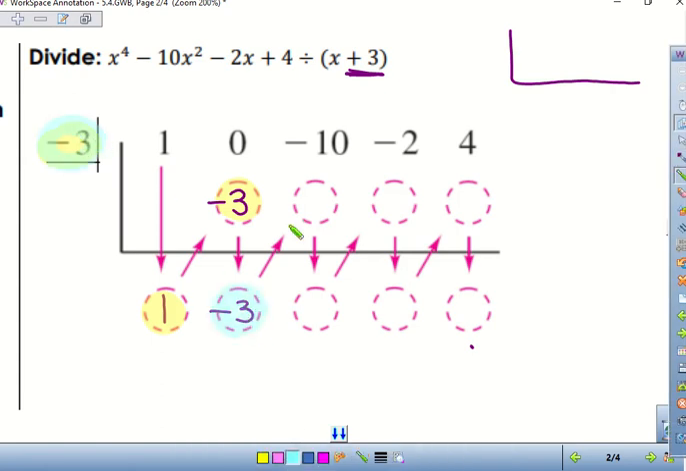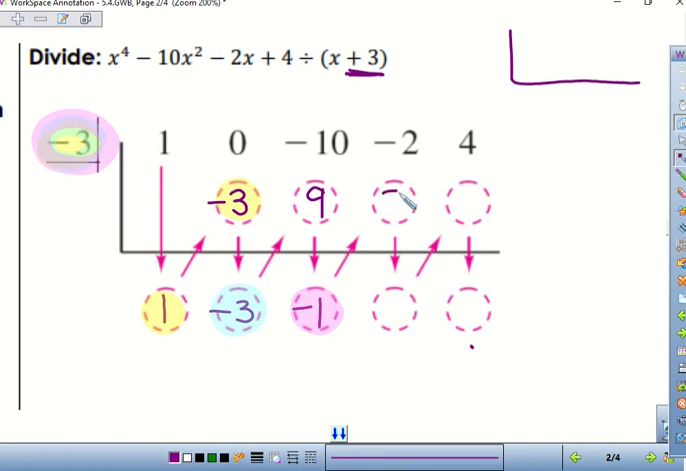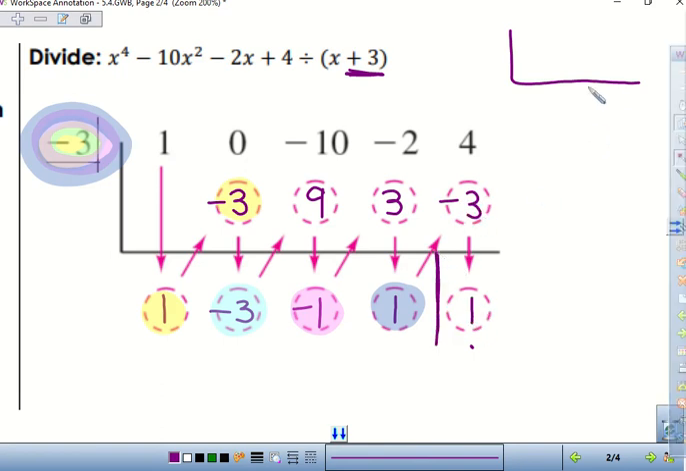-3 times -3 is 9. Now you're going to combine, and that's going to become -1. Then you're going to repeat it again. -1 times -3 is +3. Then you combine and you get 1. Then you multiply again, and you get -3, right? And then you combine again and you get 1. So I like to put this little notch at the end of mine here because that last number you get is actually the remainder. Okay, so whatever you get as your very last number is always the remainder.